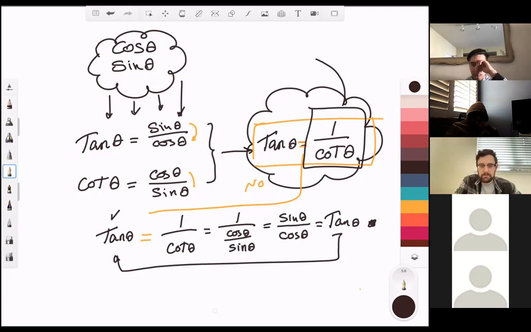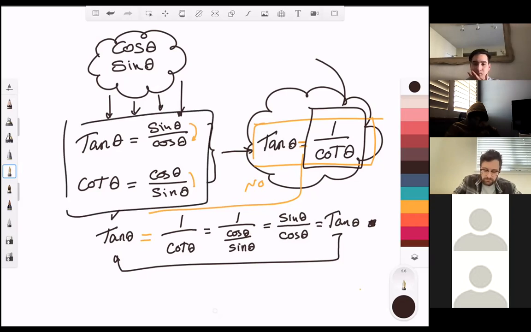So this is the identity. This is a proved identity. But for now, because I defined this too, you also have this one in your note sheet. I'm not going to ask you guys to prove it.